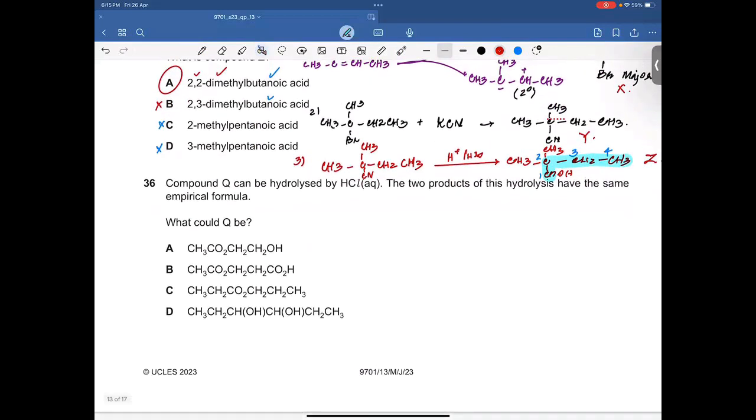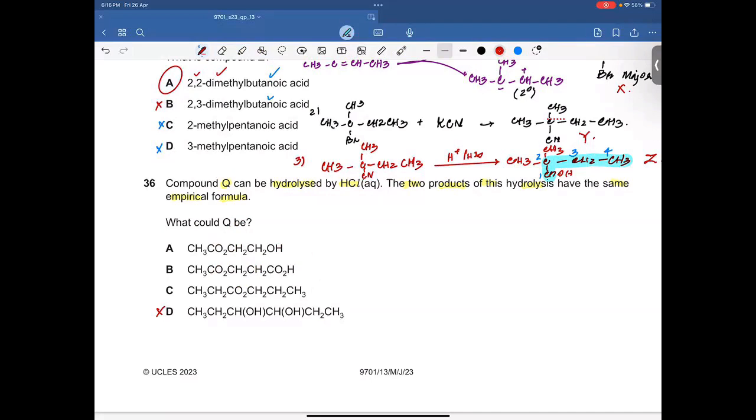That's tricky. Compound Q can be hydrolyzed by HCl. The two products of this hydrolysis have the same empirical formula. This is ester, this is ester, this is also ester. So these 3 compounds can easily hydrolyze in the presence of acid. But this is not ester, which means it cannot hydrolyze. So it's out from the competition. So D option is incorrect.